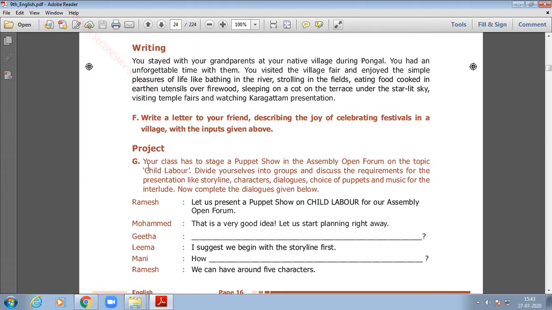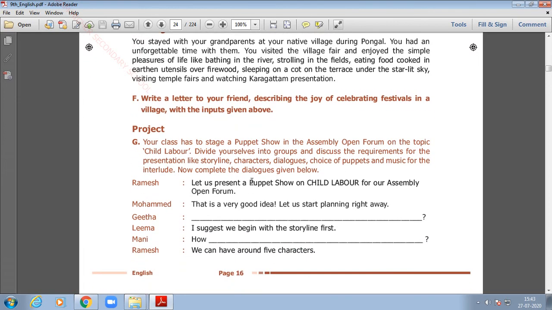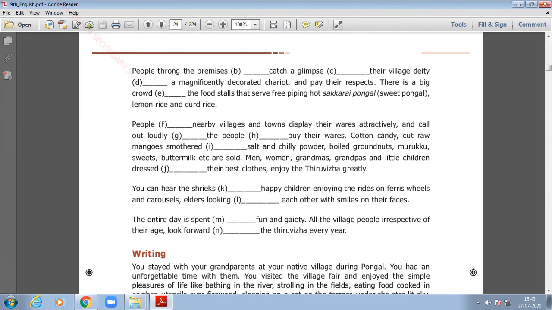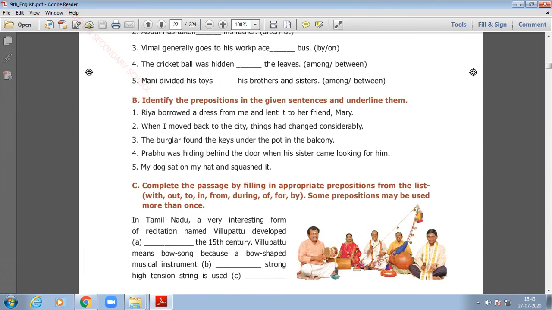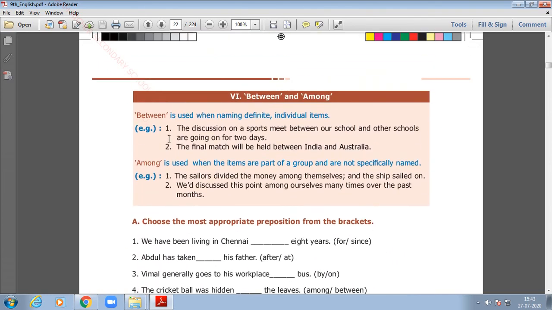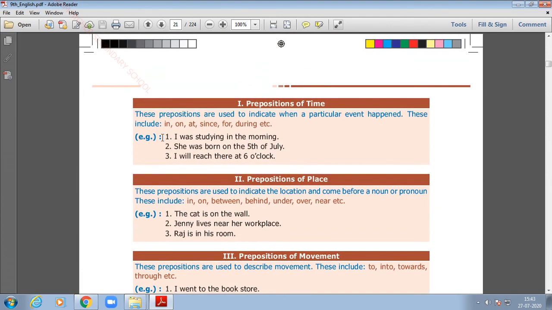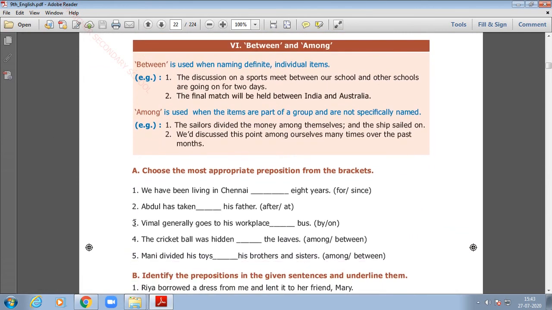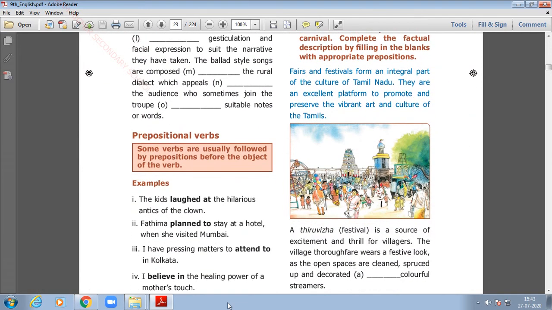And this project work, I think this is a team work. I think we'll do it later. It would be better if you do it in the class. Okay children, today we have completed the vocabulary and the grammar part of the first lesson, Learning the Game. I think we have covered the lesson. With this we complete the first prose part.